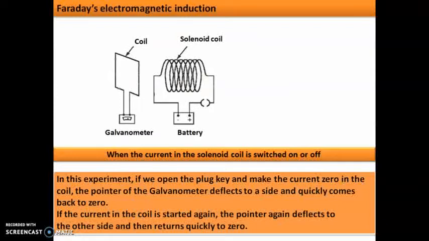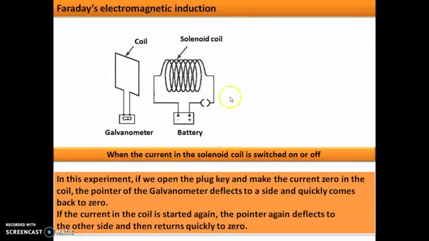What Faraday is going to observe is whether he can see any effect, and how does he see that? By the deflection of the galvanometer. If the galvanometer shows deflection, that means some current is produced in the coil. Now let's see the experiment. As I said, if we open the plug key and make the current 0 in the coil, the pointer of the galvanometer deflects to one side and quickly comes back to 0.